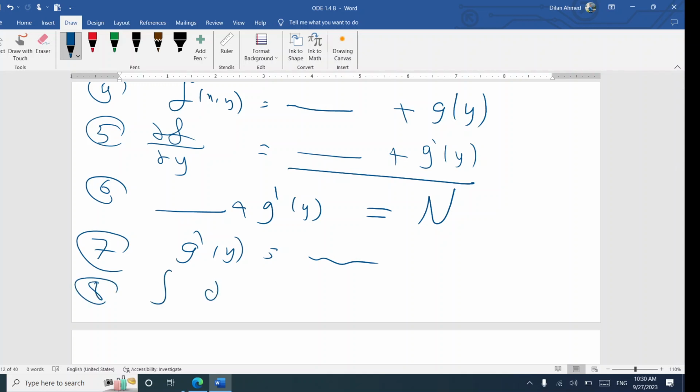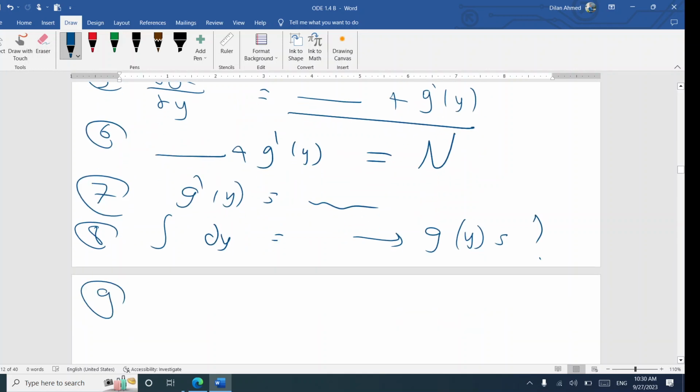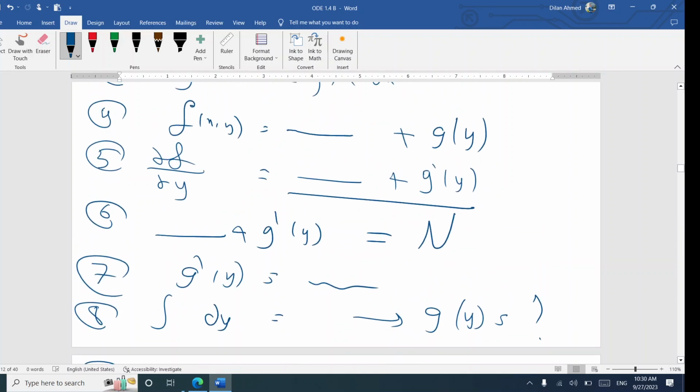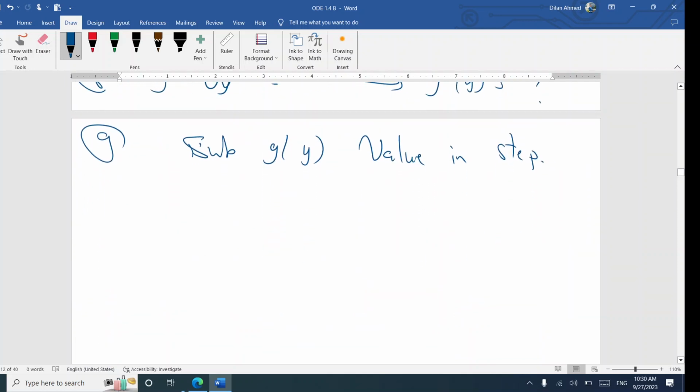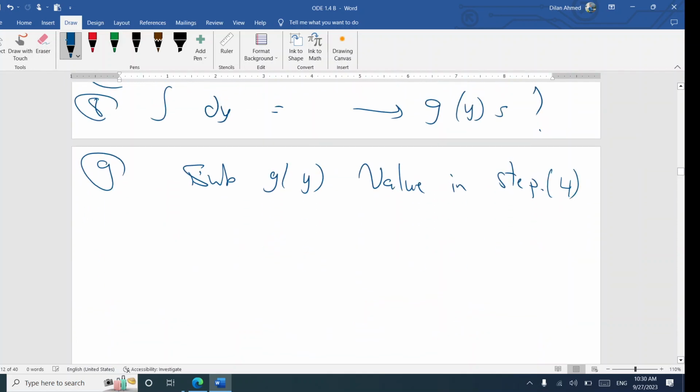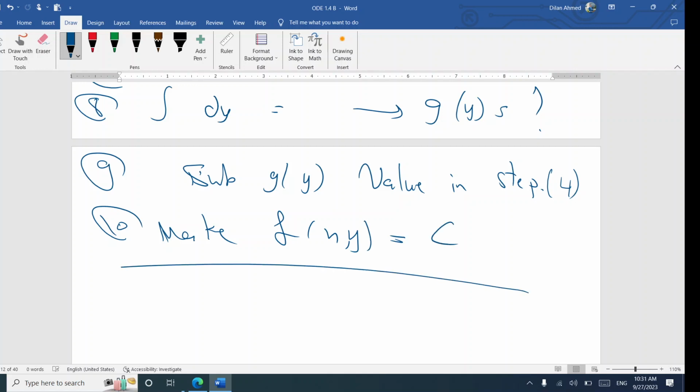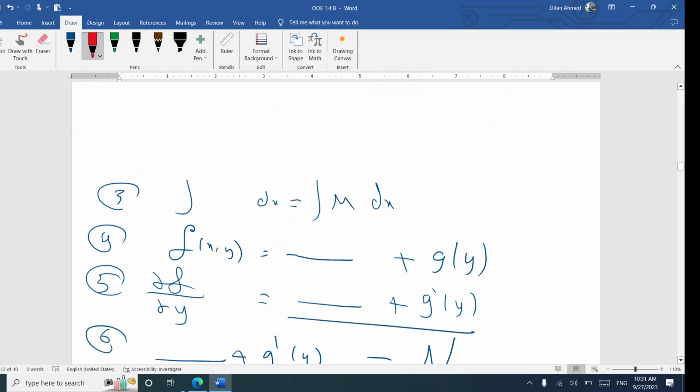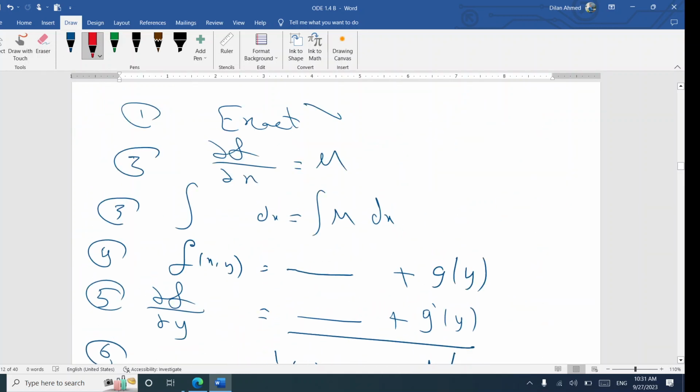Integrate again by y. You will get the value of g of y equal to something. Substitute the g of y value in step number 4. Done. Then make f of x, y equal to it. Done.